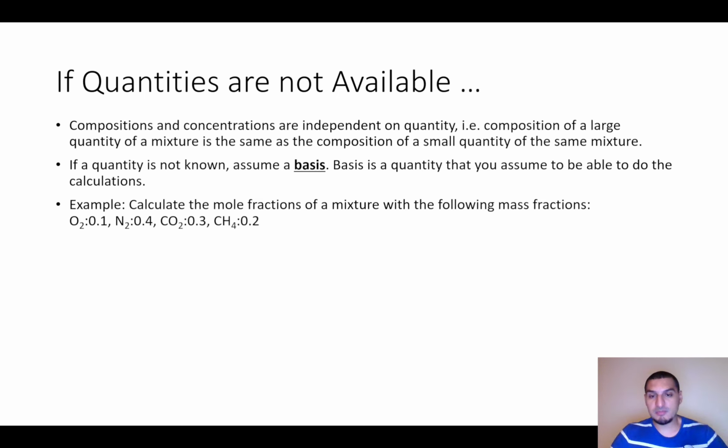In the previous example, we had the four components: oxygen, nitrogen, carbon dioxide, and methane, and we had quantities. Now I have the same four components, but it says here calculate the mole fraction of a mixture with the following mass fractions. So I know the mass fractions. These ratios or fractions that I have here are mass fractions. So 10% of the mixture is oxygen, 40% is nitrogen, 30% is carbon dioxide, and 20% is methane. And I want to calculate the mole fractions.